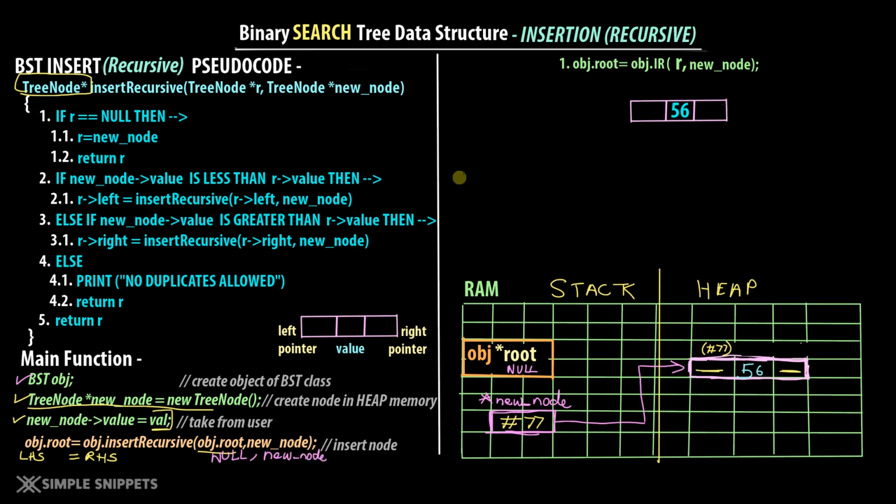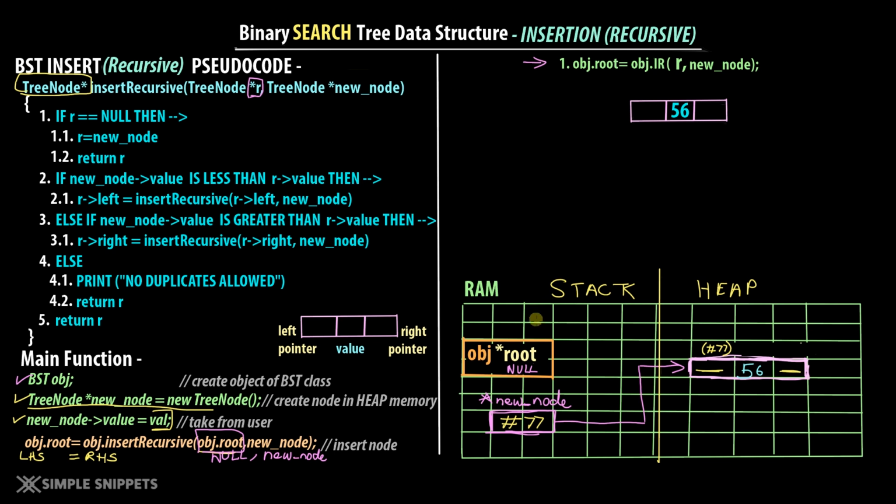Okay. And now this is how the function call will look like. So the first call looks something like this. obj.root equals to obj.ir. IR stands for insert recursive. I have written it in short. The first argument R, right? So this is the first argument R. So the first argument is for the root node, correct?